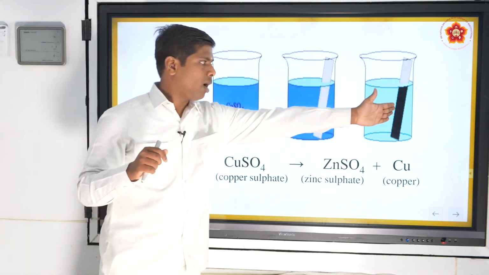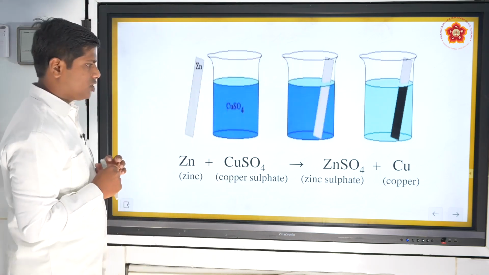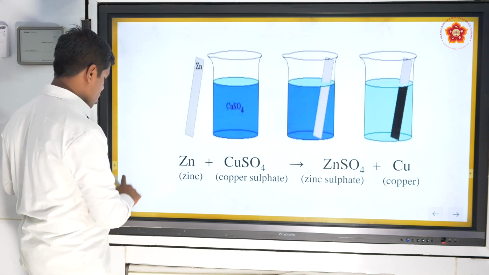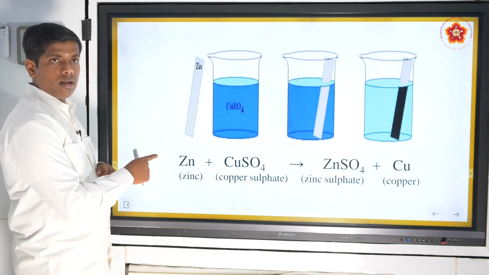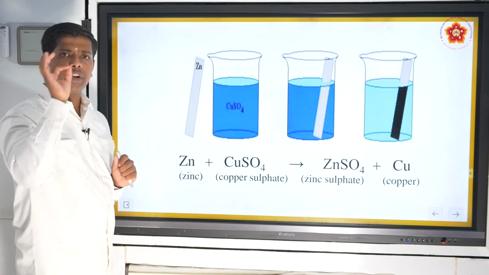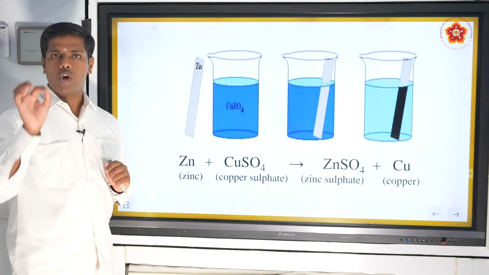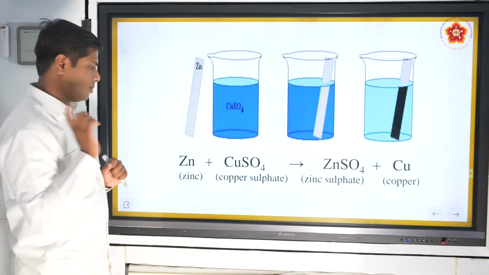It just turns black in color. That is copper. This is one more example. Second example, for which reaction? Displacement reaction. You have to remember, displacement means a highly reactive element displaces a less reactive element.